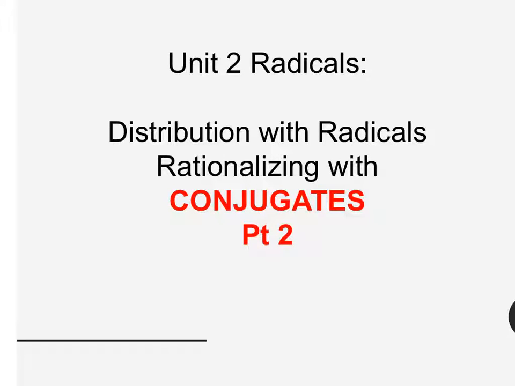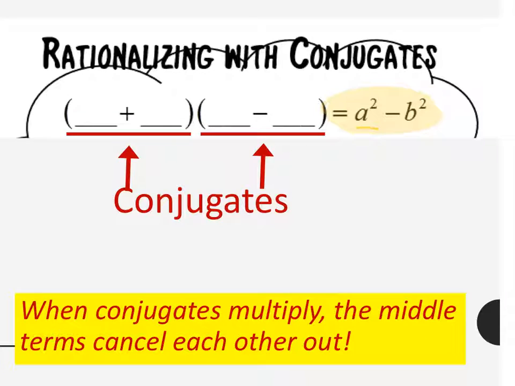Distribution with radicals and rationalizing with conjugates. This is part 2. We're going to concentrate on the conjugates. On page 8, rationalizing with conjugates. We're going to put something here in the parentheses, and it's going to come out to a squared minus b squared. So if you remember our factoring, this is the difference of squares.